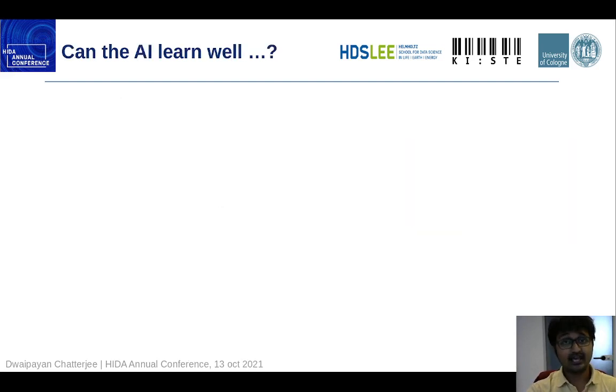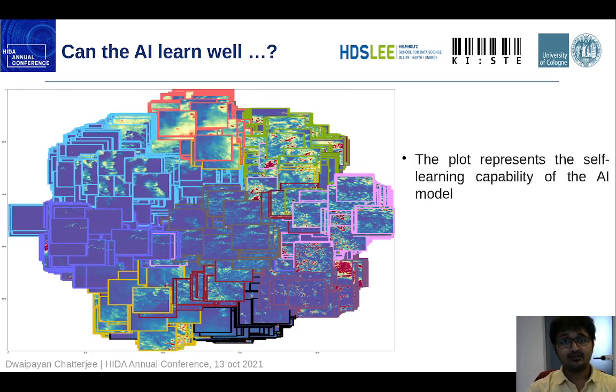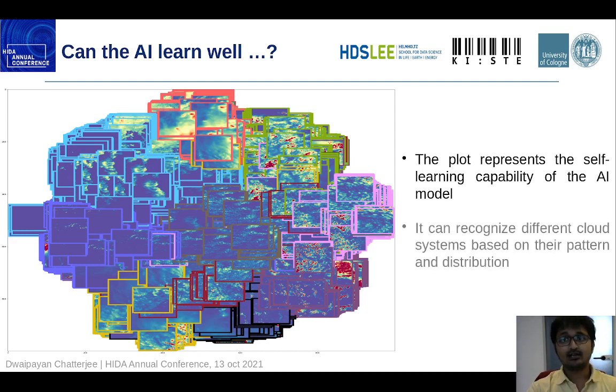Now, can the AI learn well? The plot which I am showing here represents the self-learning capability of the AI model. In every image, there is a box, and the box has a color. Each color represents one group. So we can see here how the algorithm has learned to recognize the cloud systems based on their pattern and distribution. That's all for me.